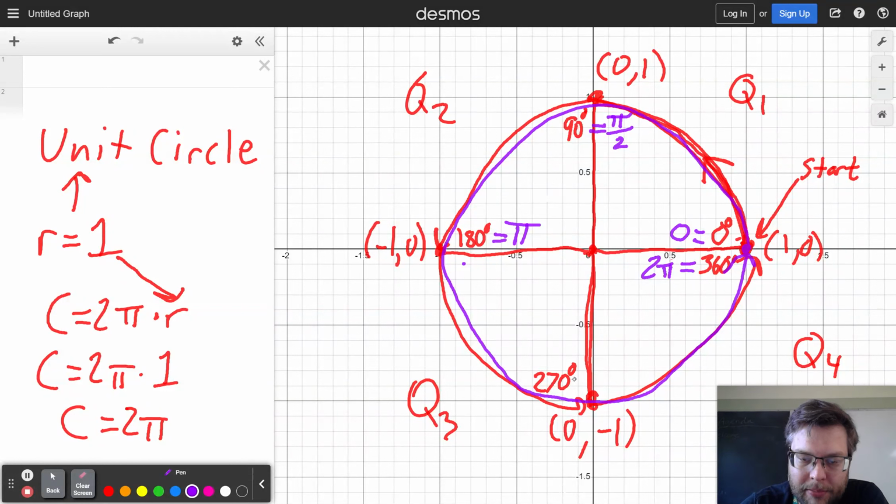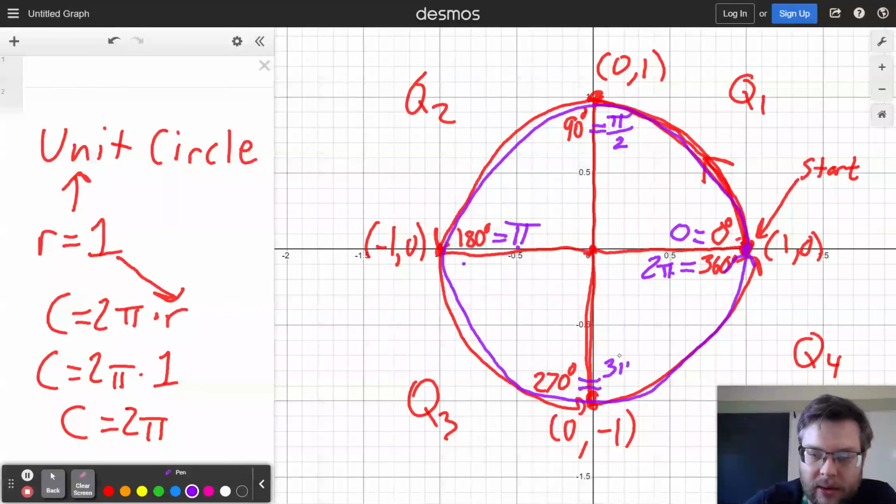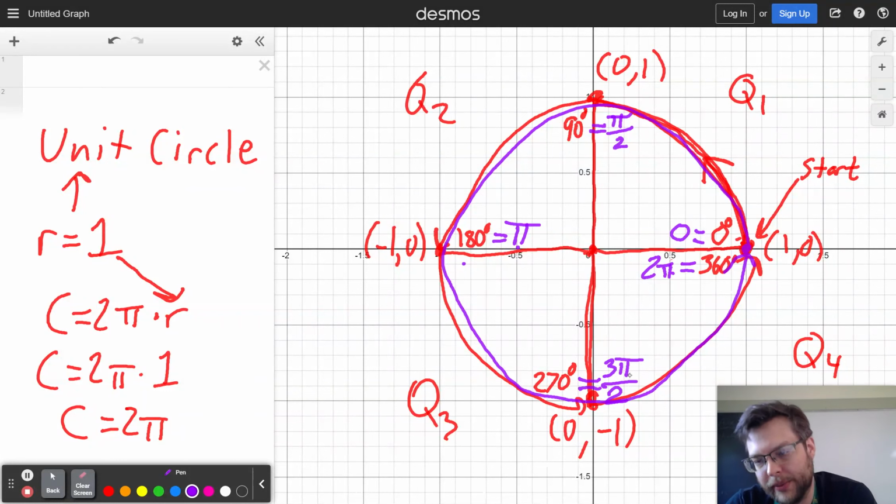270 degrees is maybe a little trickier for people, but think about what is halfway between 1 pi and 2 pi. You might say 1.5 pi, and that's totally correct. 1.5 pi is the same as 3 divided by 2 pi. So we'll usually say 3 pi over 2.